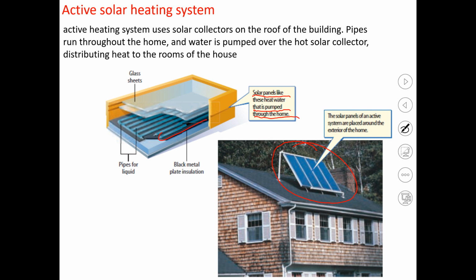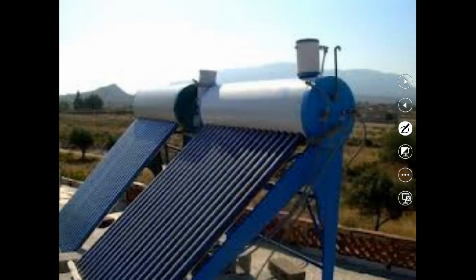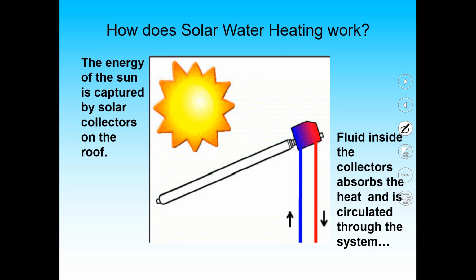Inside the solar system, they have some pipes, and on the surface of the pipe they have two or three sheets of glass. And some examples of active solar systems. And how does solar water heating work? The energy of the sun is captured by solar collectors on the roof. Fluid inside the collector absorbs the heat and is circulated through the system.